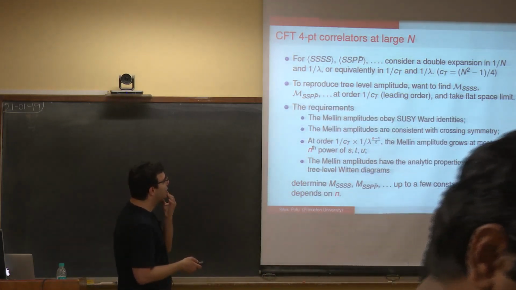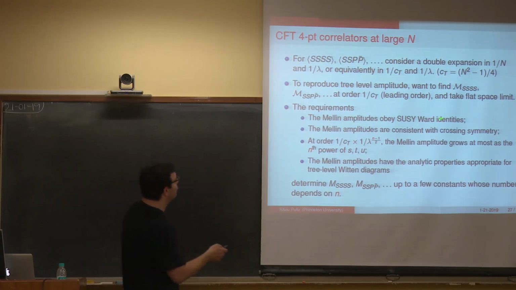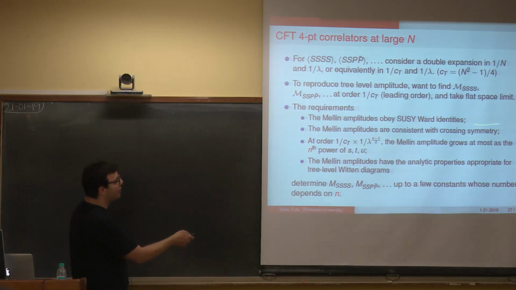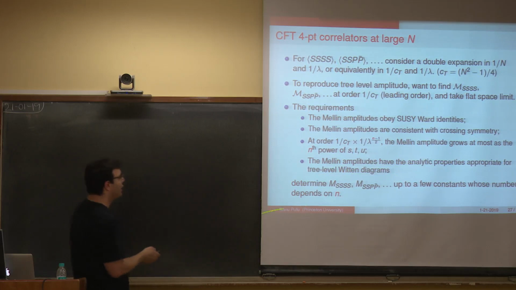And then the same requirements as before. The Mellin amplitudes obey the supersymmetric Ward identities. There's this crossing symmetry, that at a certain order in the 1 over lambda expansion, the Mellin amplitude grows at most as the nth power of S, T, and U. And then that they have the right analytic properties for tree-level Witten diagrams. These determine these Mellin amplitudes up to a few constants.